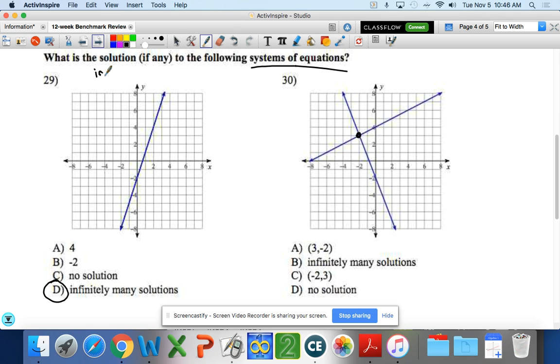So solution is just a simpler word for intersection. Okay? That's what solution means. Here, these two lines intersected the entire time because they were the same. Here, they intersect one time. They intersect at -2 for the x value and +3 for the y value. -2, +3.